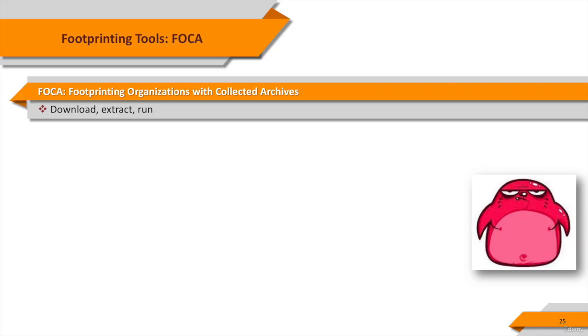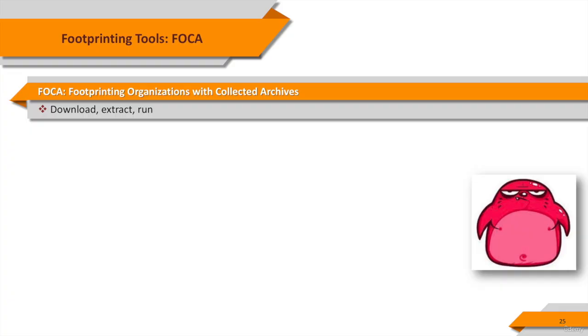FOCA, Fingerprinting Organizations with Collected Archives, is a tool used mainly to find metadata and hidden information in the documents it scans. These documents may be on web pages and can be downloaded and analyzed with FOCA. It's capable of analyzing a wide variety of documents, with the most common being Microsoft Office, OpenOffice, or PDF files. These documents are searched for using 3 possible search engines: Google, Bing, and DuckDuckGo.